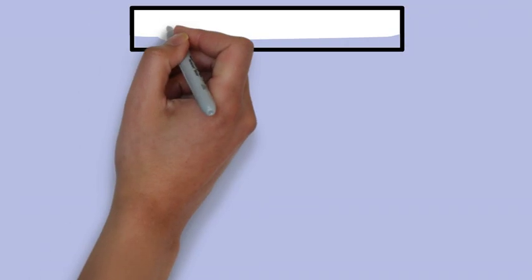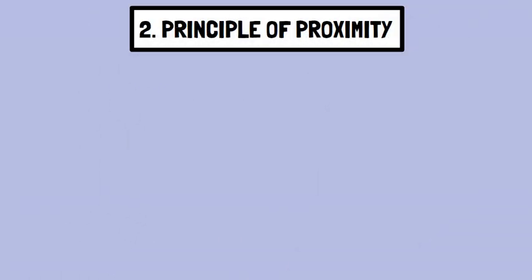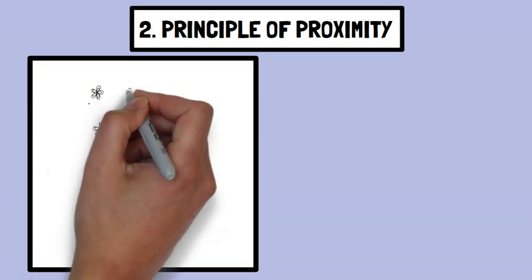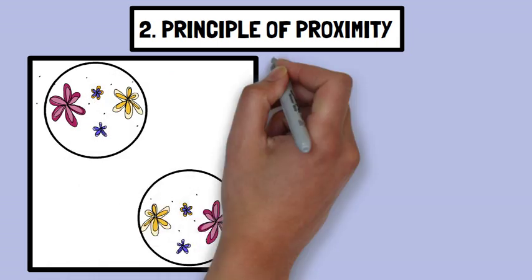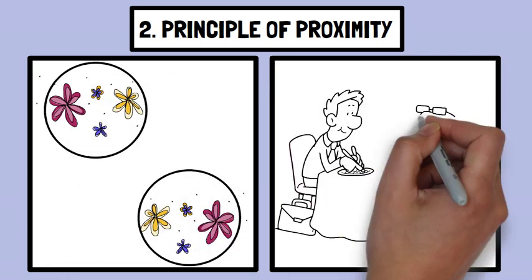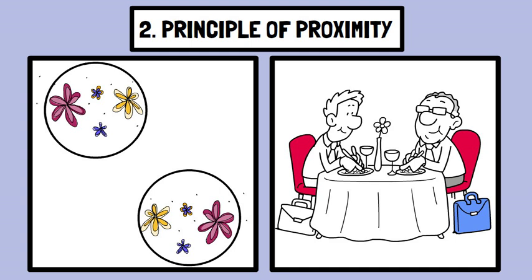Number 2. Principle of proximity. This principle states that objects that are close to each other tend to be perceived as a group. For example, in a restaurant, people sitting at the same table are assumed to be part of the same group even if they aren't interacting with each other.